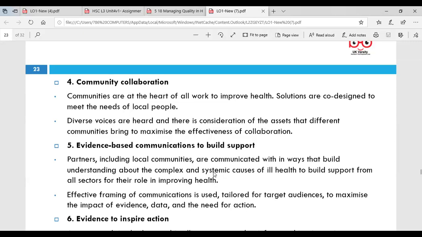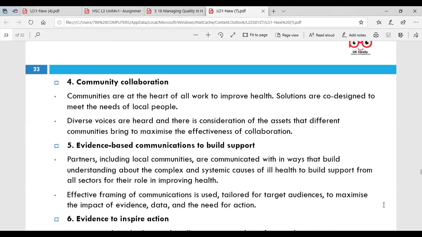These need to be there in place. And if they're not, obviously, then you don't have the say from the community. And then the diverse voices that should be heard. So every voice needs to be heard. And they should know that there is a collaborative effort there so that they can provide their best input.